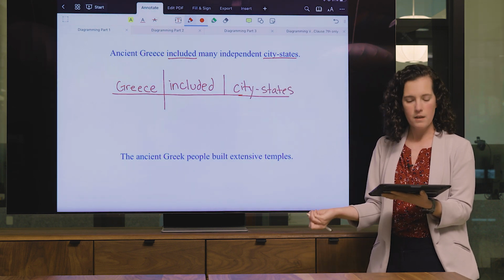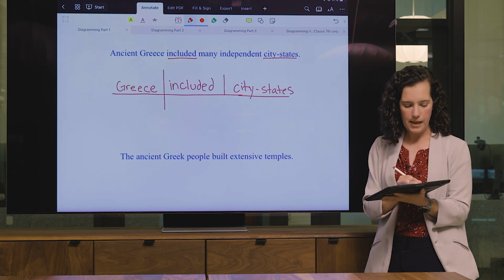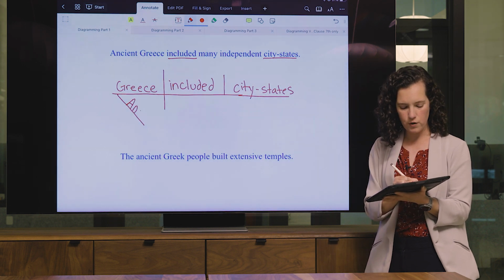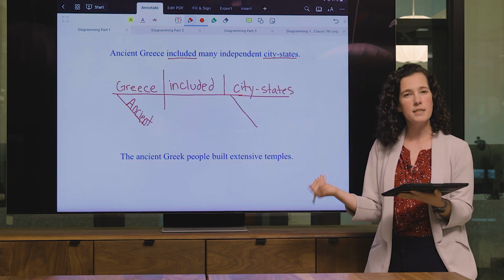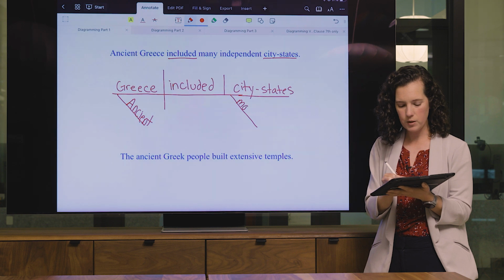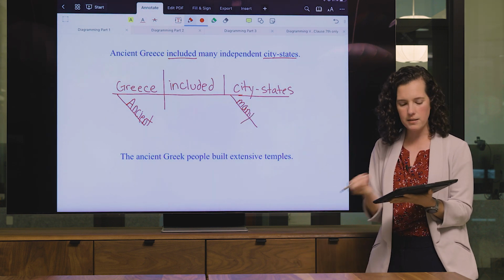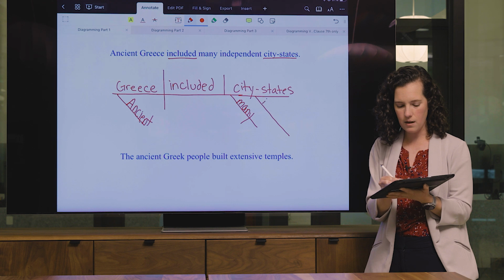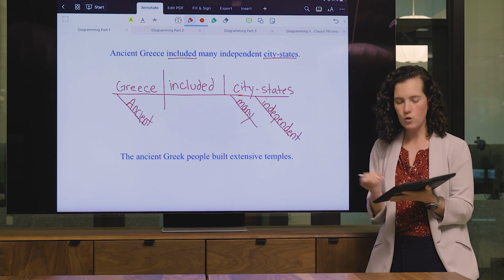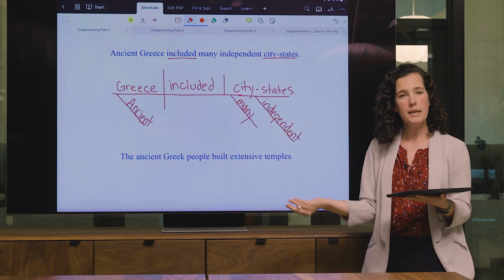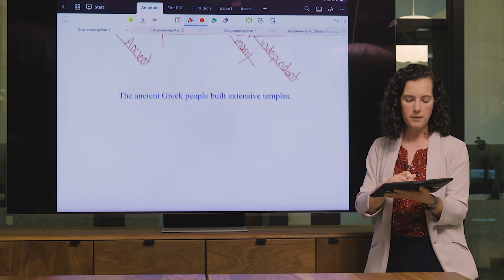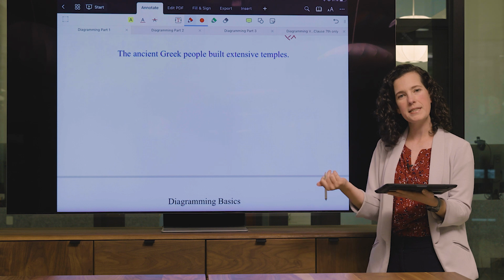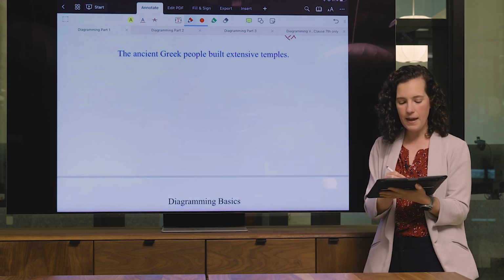Then we go back and look for those adjectives. Ancient is an adjective that describes Greece, so it goes underneath Greece. Many tells you how many city-states there were, so it is also an adjective. And independent describes the city-states, so it is another adjective. So both your subjects and your direct objects can have adjectives underneath them because they are both nouns. And let's look at one more. The ancient Greek people built extensive temples. Again, we have that same action verb built.